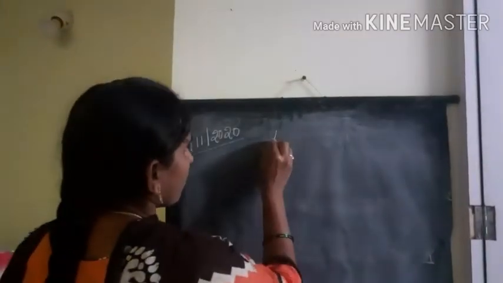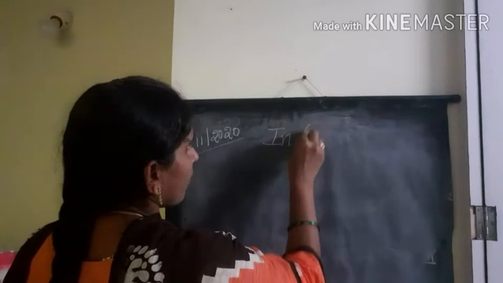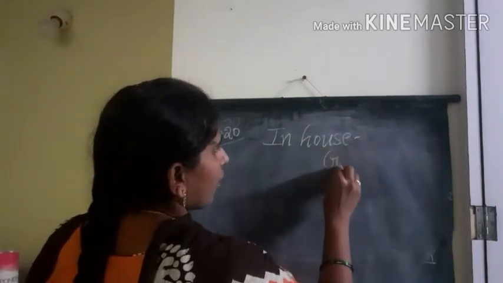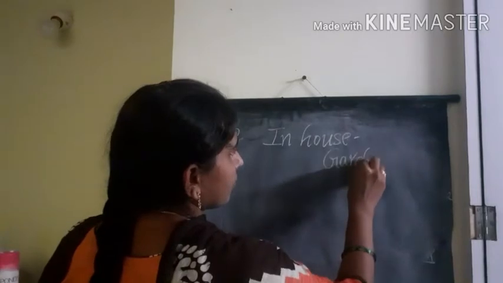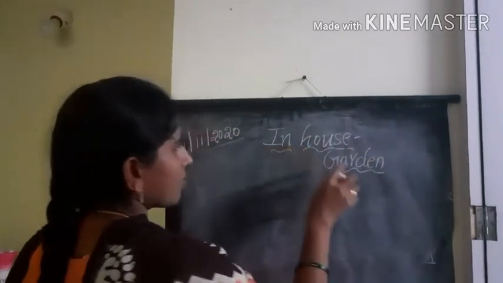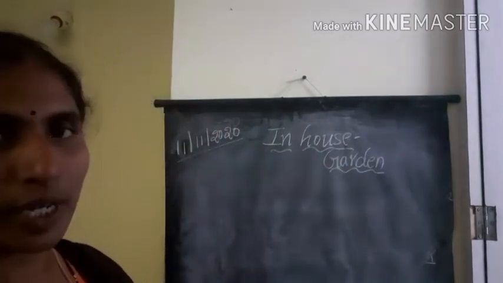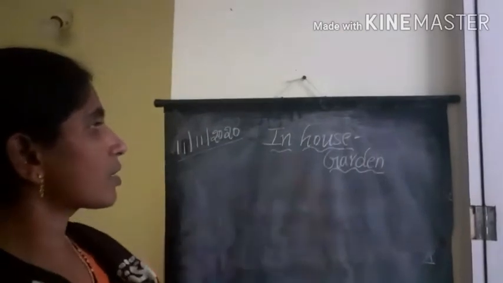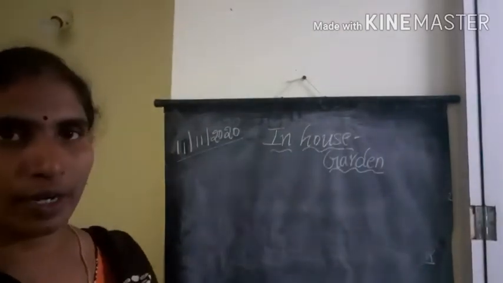What is that? In-house garden. Does everyone know what is the meaning of garden? Yes, where we keep plants. Yes, children. This is called in-house garden.